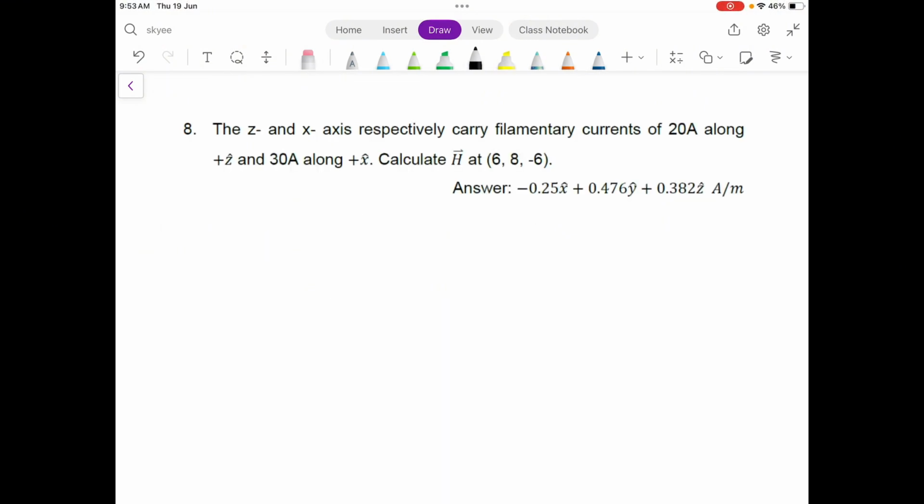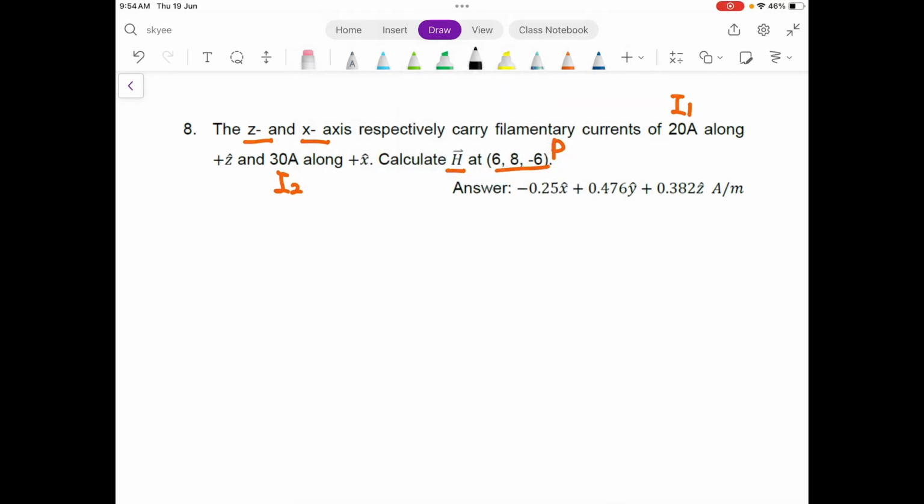This is our final answer for our magnetic field. All right, now let's look at this question. So now we have a z and x axis, two axes. Both of them are carrying filamentary current, 20 amperes along positive z and 30 amperes along positive x. Calculate H at this position. This is our observation point, and we have two currents: this is I1 and this is I2.